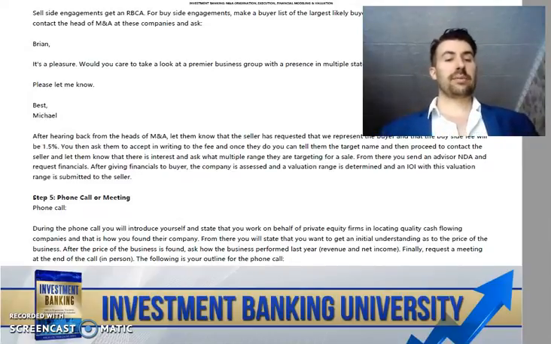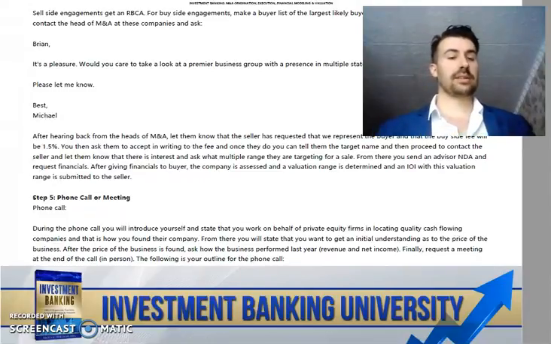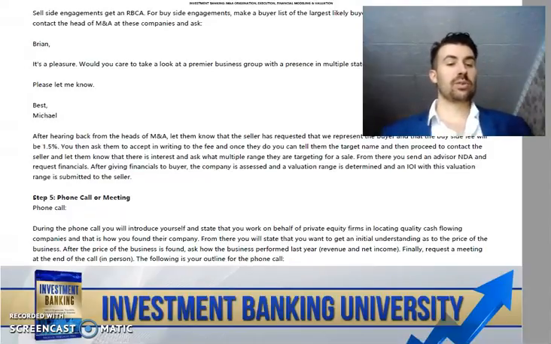You then ask them if they're willing to accept in writing, and then from there you can go about sending an NDA as well as requesting financials or requesting additional information from the seller. After giving financials to the buyer, the company is assessed and within the valuation range determined, and they may issue an IOI, or they're going to want to get more information, obviously, before that process of submitting an IOI. So the next step is to set up a phone call or meeting.